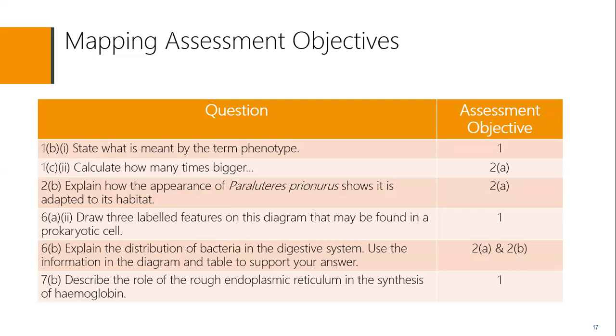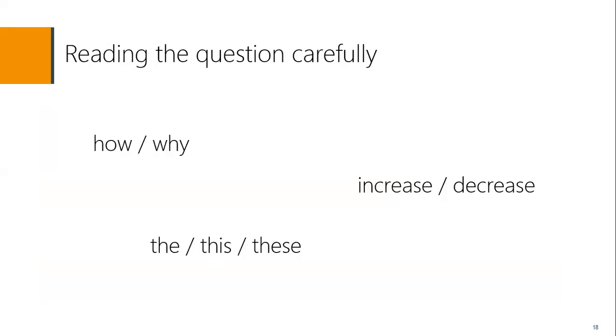Now we're going to move on to look at language that can cause candidates problems. Many candidates produce answers that have lots of correct biology, but they gain relatively few marks because they're not answering the question asked. It's not incorrect, but it's not relevant to the question that they've been asked. And a significant reason for this is that candidates do not read the question carefully.